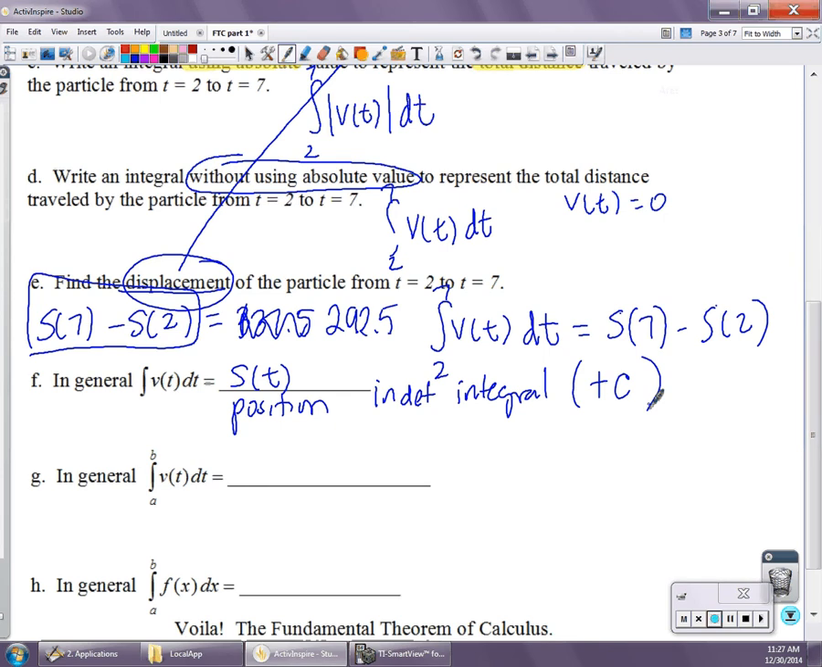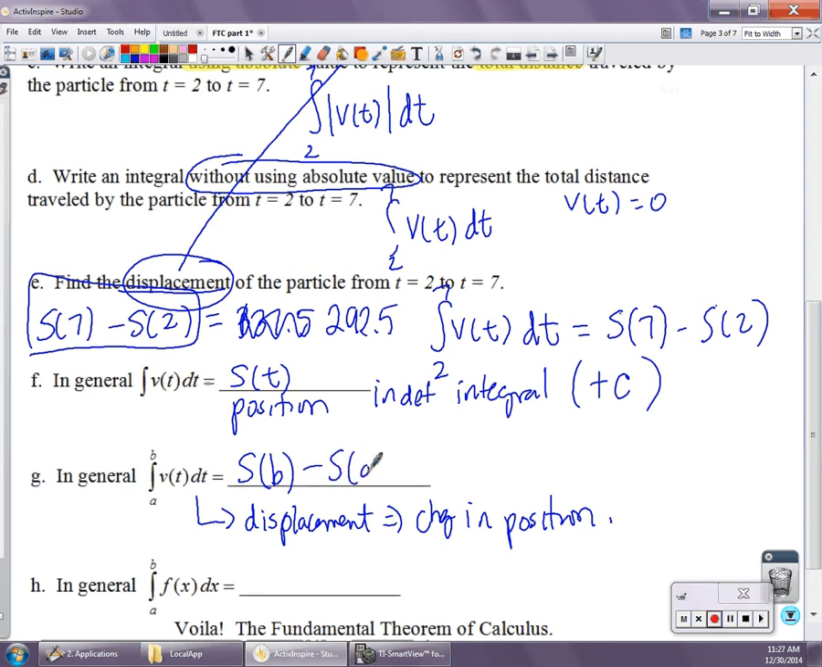Letter G, in general, the definite integral of v of t dt, first of all, is going to yield displacement, and displacement is change in position. The word change connotes subtraction, so that's going to give me s of b, the position evaluated at the upper bound, minus the position evaluated at the lower bound.